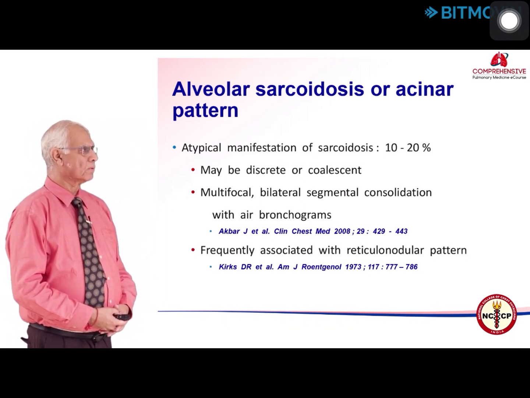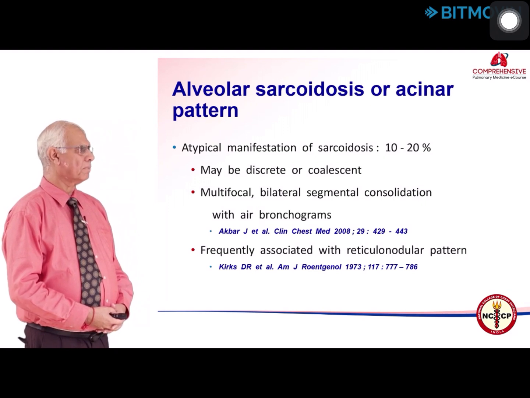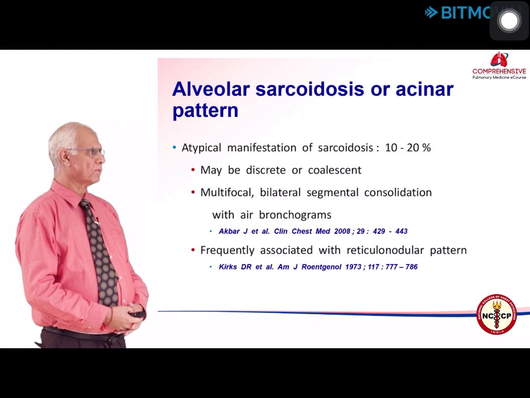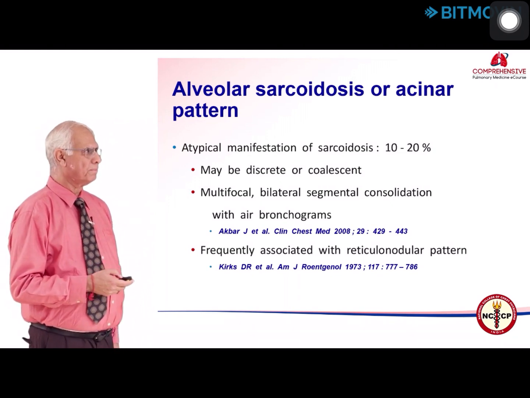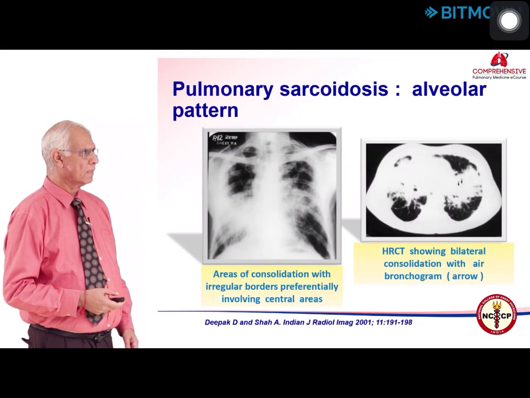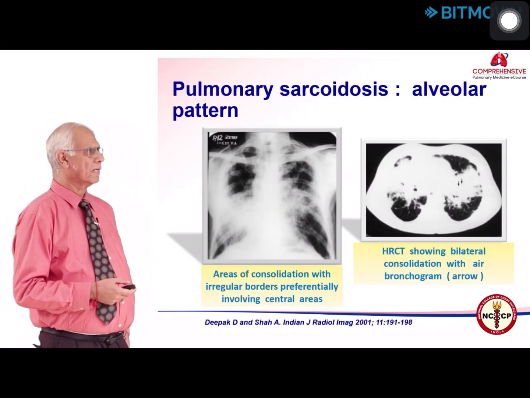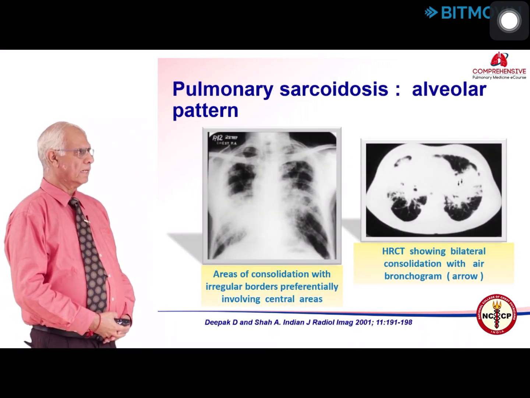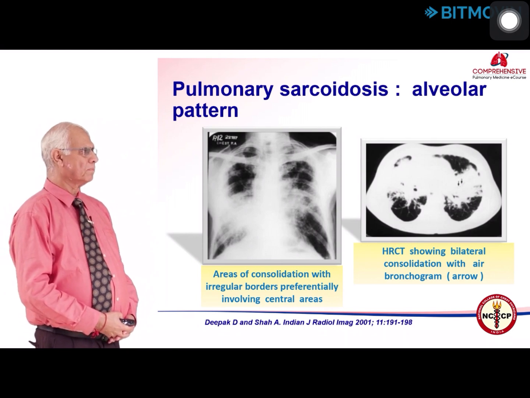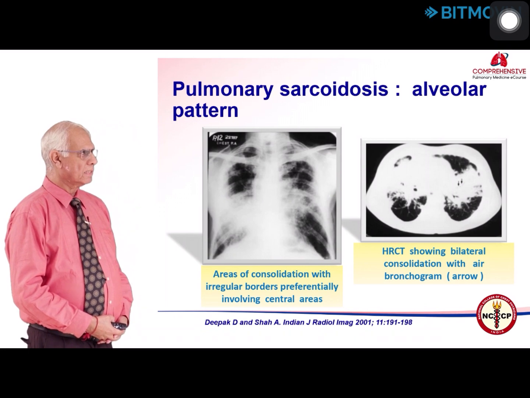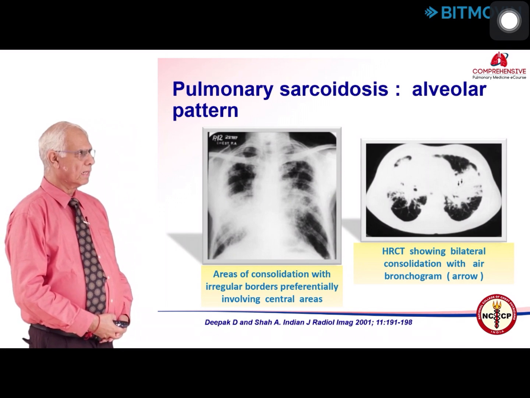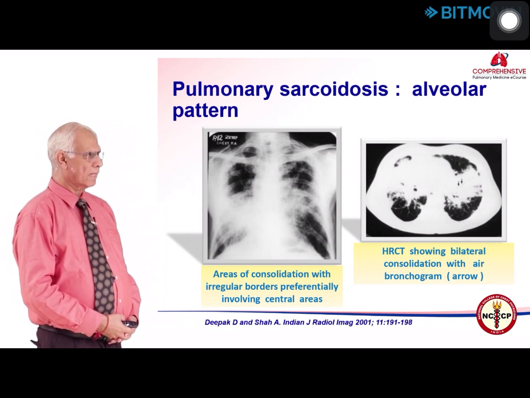May be discrete or coalescent, multifocal, bilateral, segmental consolidation, and you can see air bronchograms also. This can be frequently associated with reticulonodular pattern. I am going to highlight some of them. This is a patient with bilateral acinar patterns, areas of consolidation with irregular borders, preferentially involving the central areas. You can see the CT showing you air bronchograms, which has been highlighted over there.